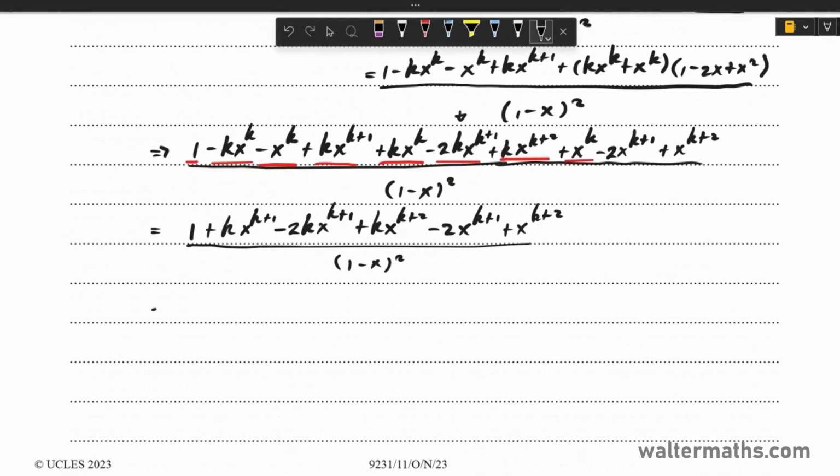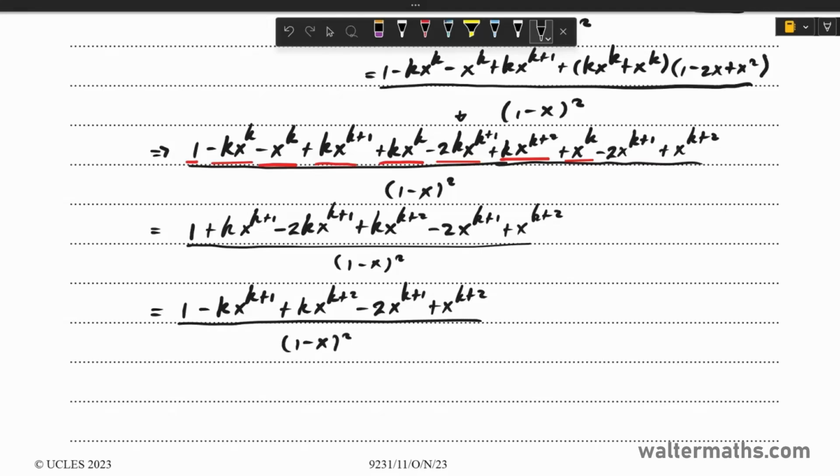Now, we can also notice that kx to the k plus 1 minus 2kx to the k plus 1 give us minus kx to the k plus 1. And the rest is plus kx to the k plus 2 minus 2x to the k plus 1 plus x to the k plus 2. And this is over 1 minus x squared. All right. So what we have here can be simplified to 1.